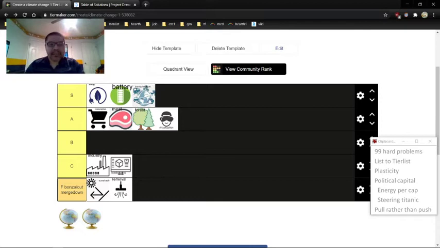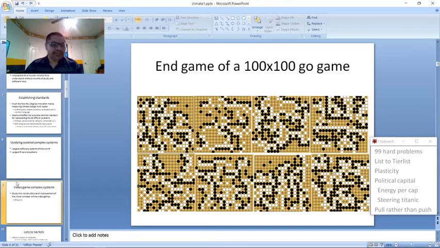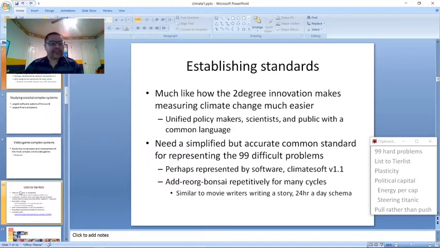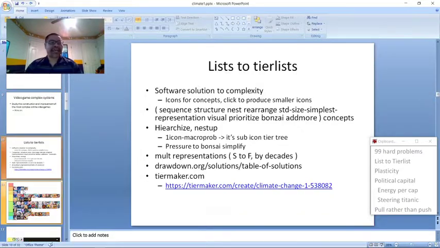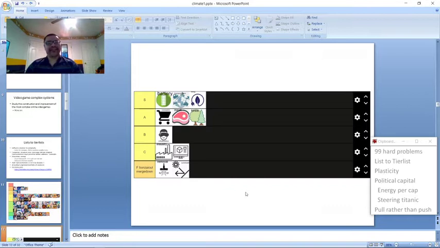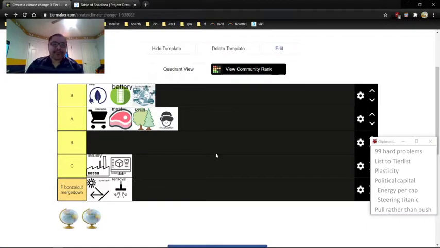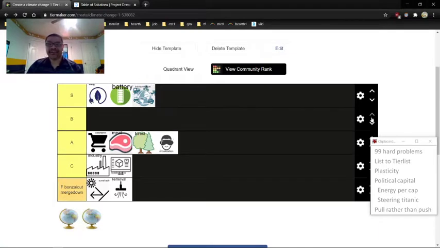So there are numerous advantages, and you can add more if you feel that you need more categories. You can add another category like here, and you can add more tiers. You can add more icons, but it will be structured, and you can move the tiers down or up easily.